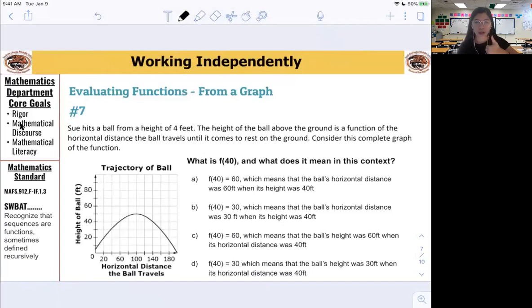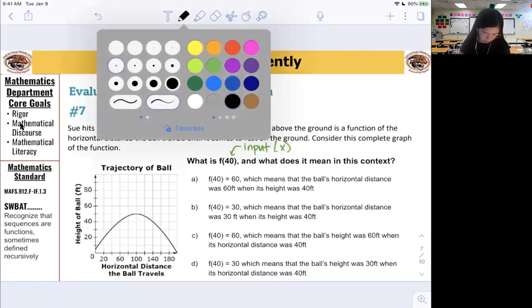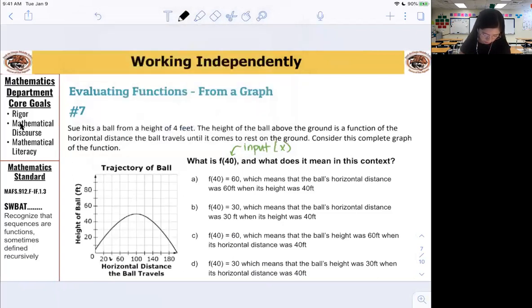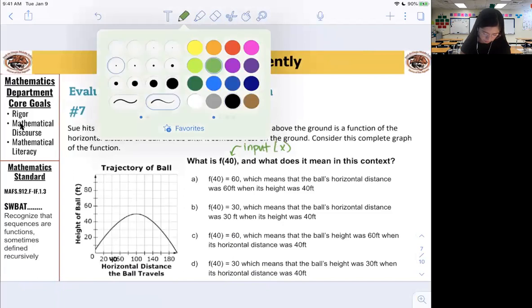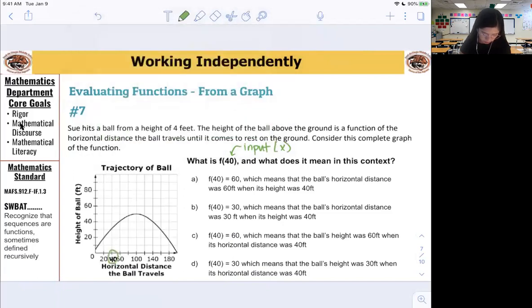First, we have to find f of 40, and then we have to correctly explain what it means. So first off, I know that in function notation, 40 is my input value. And remember, your input value is your x value. So I'm looking at the x-axis, the horizontal distance, and I'm looking for the place where the horizontal distance is 40. Now it's not labeled, but I know that this is going incrementally by 20s, so this is my 40 right here.